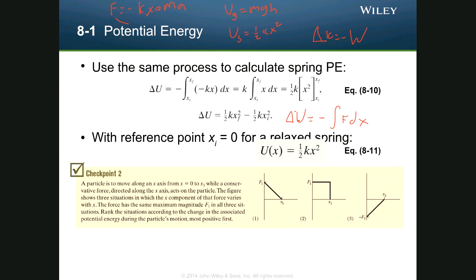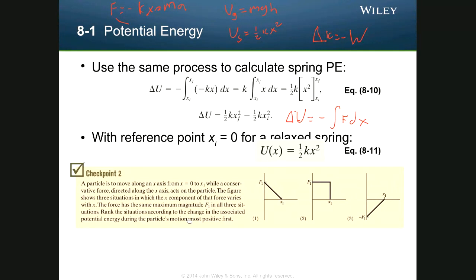All right, and we have here a thought question, and this will help us keep in the signs. It'll help us get warmed up a little bit. We have a particle moving along the x-axis. In each of these, the particle moves just along the x-axis. The figure shows three situations in which the x component of the force varies with x. The force has the same maximum magnitude in all three situations. I want you to rank the situations according to the change in associated potential energy during the particle's motion, with the most positive first.